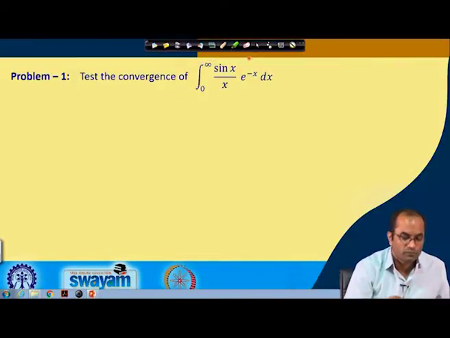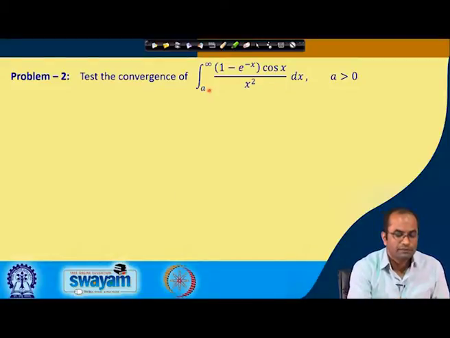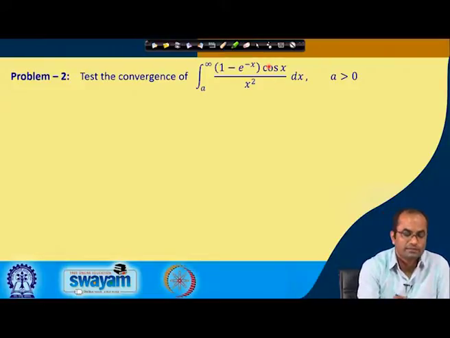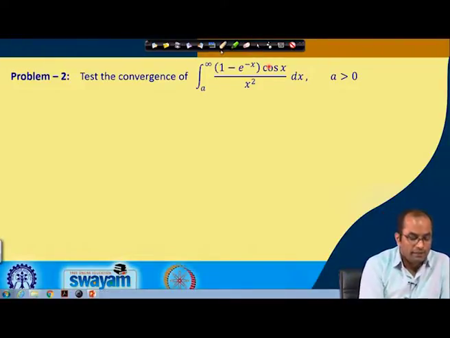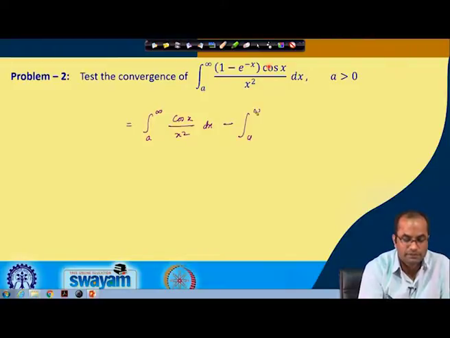Well, so we do one more problem here, that is problem number 2. It is a similar kind of problem. We have 1 minus e power minus x, cos x over x square in this case, and the idea again is that we can break it into two parts. So, I will take a to infinity, and then we have 1 over x square cos x as one integral, cos x over x square dx, and the other one is a to infinity of e power minus x cos x over x square dx.